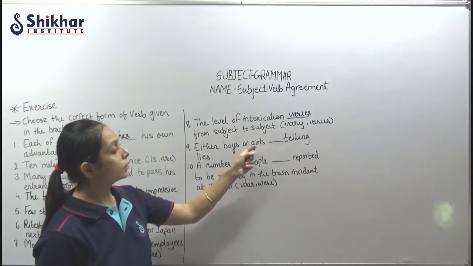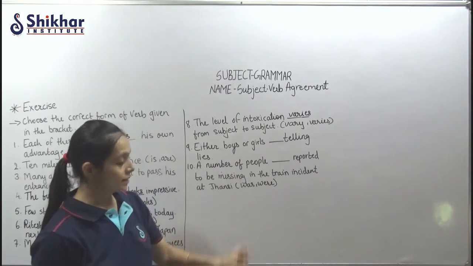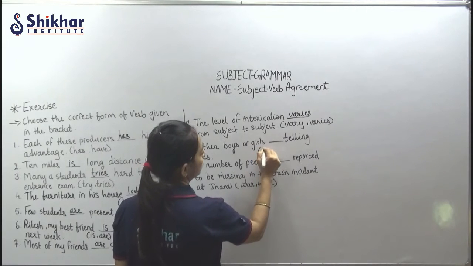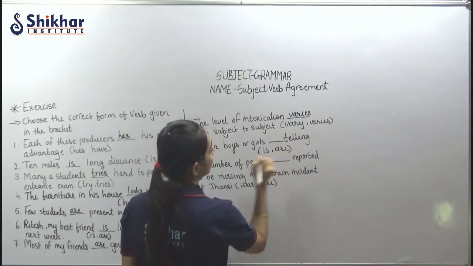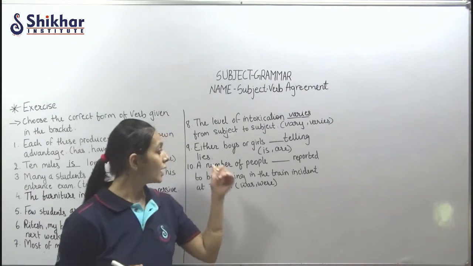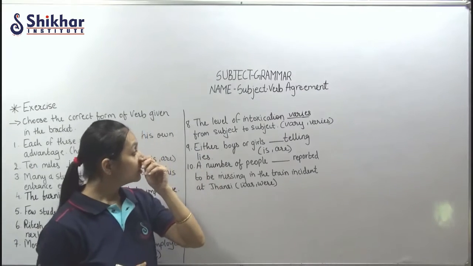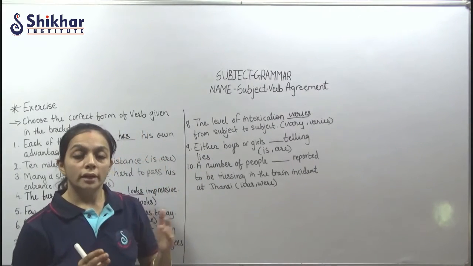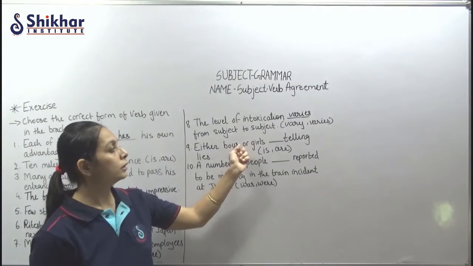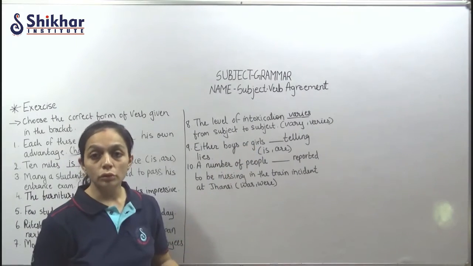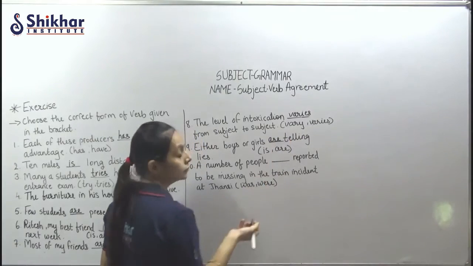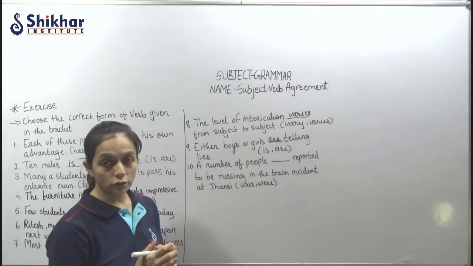Either boys or girls dash telling lies. So your options are is or are. Now here we say that whenever the nouns are joined by either or, neither nor, we have to take the nearness of the verb. So both the nouns you find that they are in plural form. So obviously either boys or girls are telling lies. There is no confusion at all.